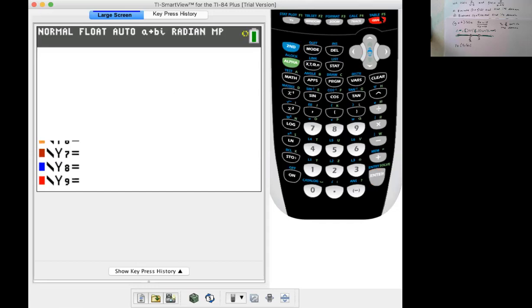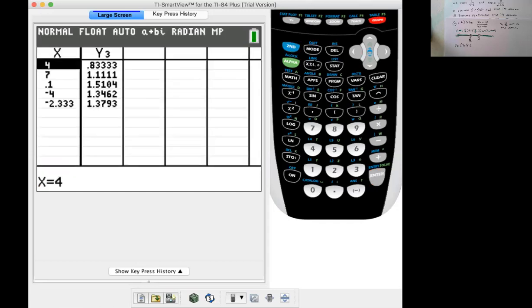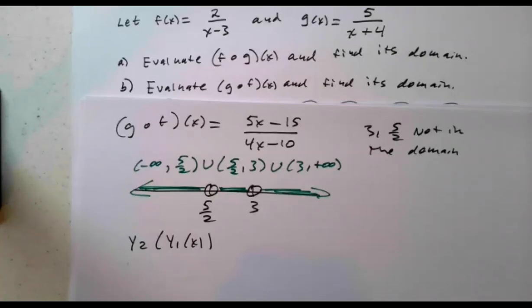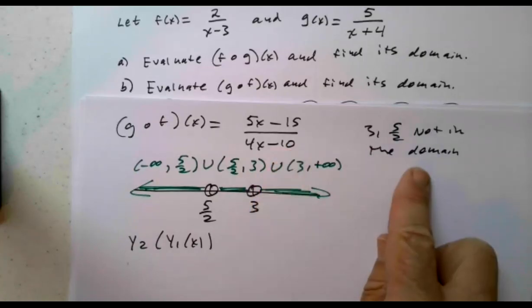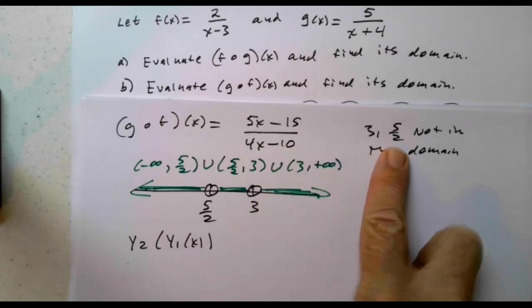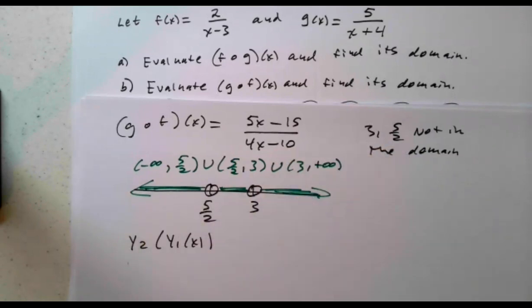Second table, I'm still in ask mode. So notice those numbers are all okay. But I think 3 is a problem. If I type in 3, what do I get? Error. If I type in 5/2, what do I get? Error. Neither of those are on the graph, so those are not in the domain. So that makes me feel pretty good about what we had before. So indeed, that's our G circle F of x. The domain throws out 3 and 5/2. That's how we express our domain in interval notation.